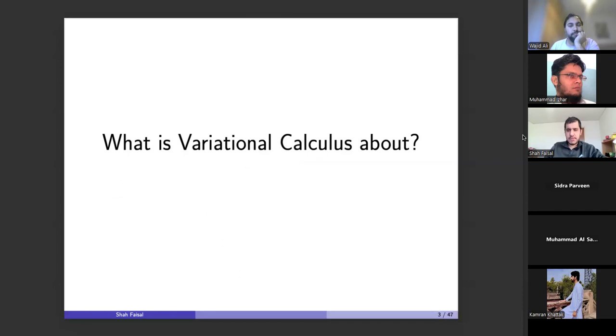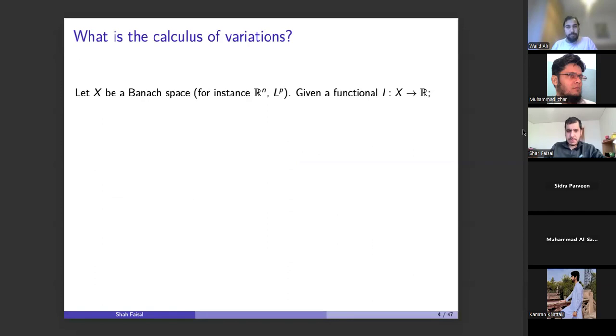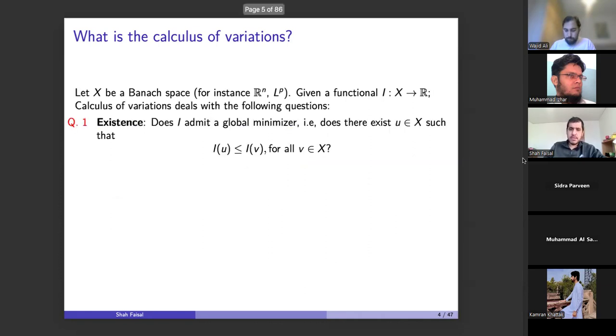All right. So, what is variational calculus about? You take a Banach space X, and for instance, you can take the Euclidean n-dimensional space Rn. You can take some function space, let's say L^p space, if you like. And then you consider a functional I. So I is a function from X to R. And the question we are interested in is to see if the given functional I has a global minimizer.